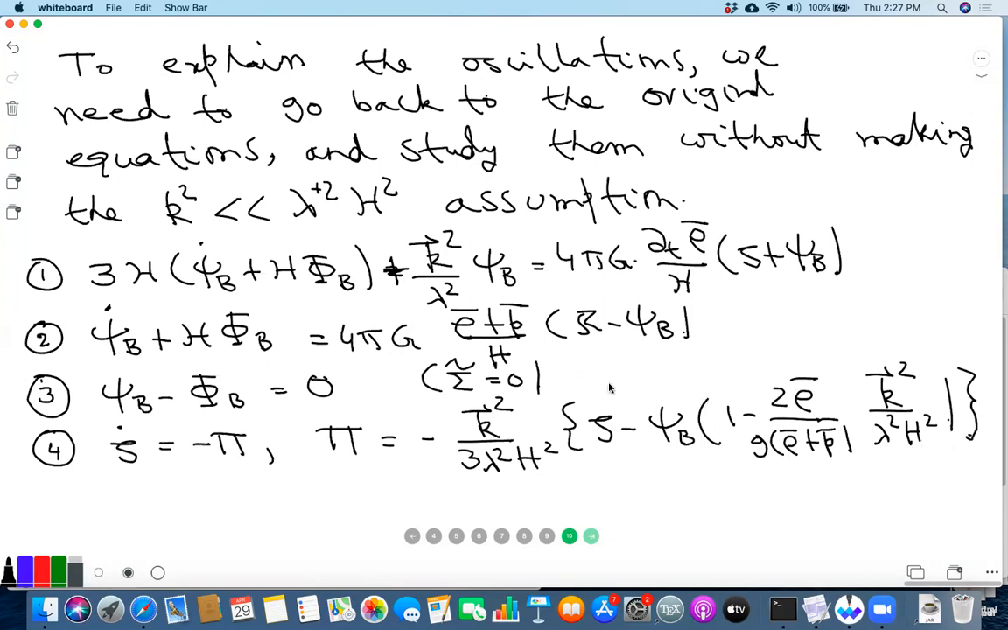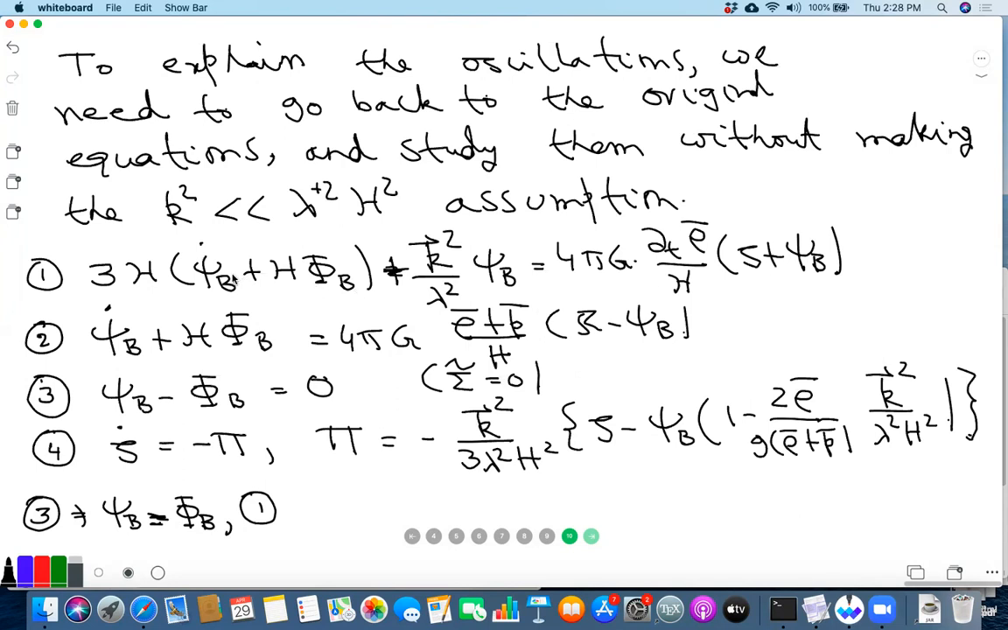Okay. So when we could eliminate the case, we solved it in one particular way. But now we are going to not ignore the case, and we'll try to solve this in a different way. So first 3 is simple. That sets psi b equal to phi b. So I can just eliminate psi b altogether. Then I'm going to use 1.